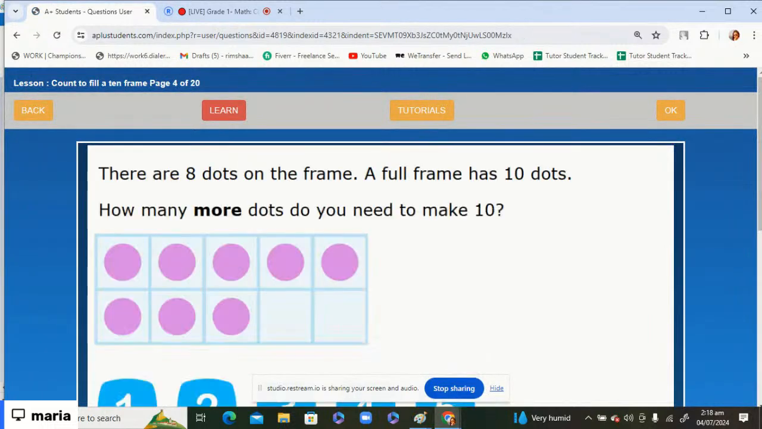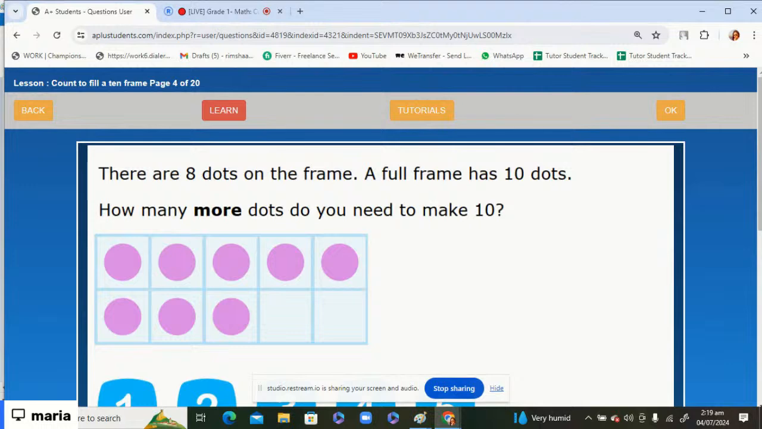All right. Now you tell me the answer of this one. There are 8 dots on the frame. How many total dots are there? 8. And they are also saying that a full frame has 10 dots. So how many more dots that you need to make 10? 8 dots already on the frame. How many empty spaces? First count the empty space and then tell me how many more dots that you need to make the 10.